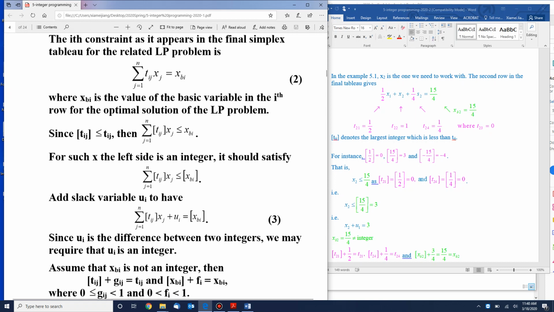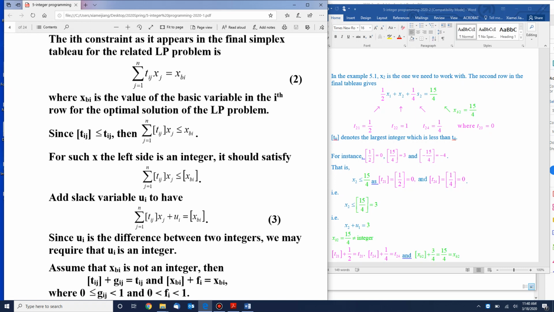As we know, the square brackets around Tij denote the largest integer which is less than Tij, right? So for instance, the largest integer which is less than half is 0, the same as this one. The largest integer less than 1/4 is also 0, right? And the largest integer which is less than 15/4 should be 3.